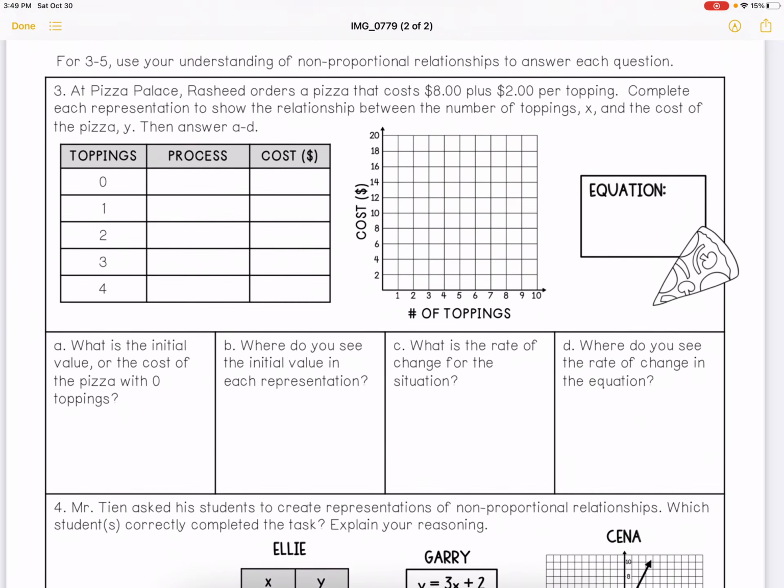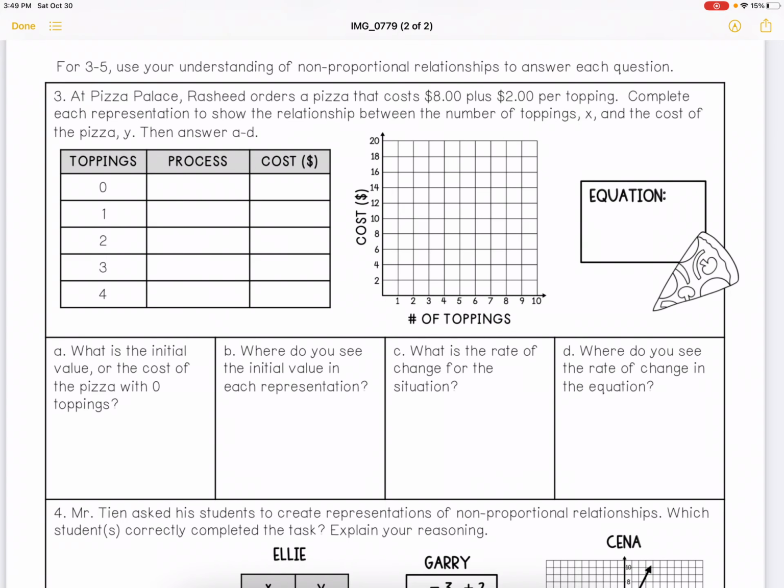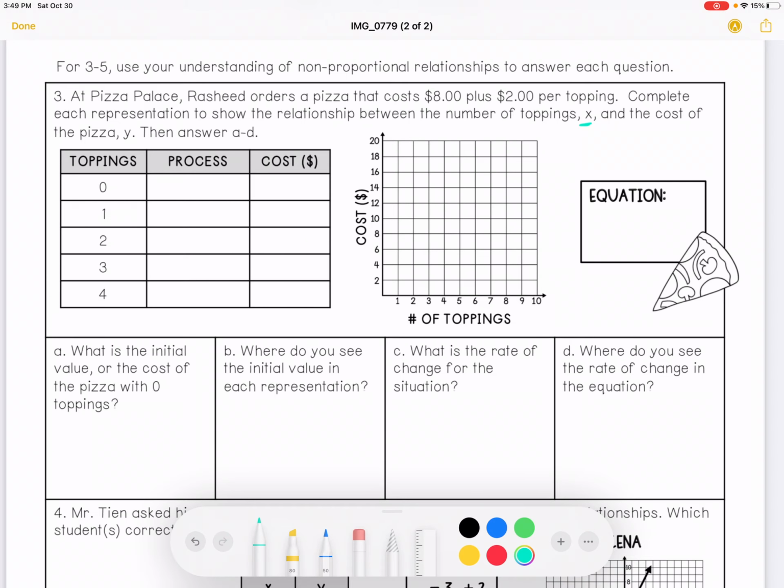Okay, for 3 through 5, use your understanding of non-proportional relationships to answer each question. At Pizza Palace, Rashid orders a pizza that costs $8 plus $2 per topping. Complete the representation to show the relationship between the number of toppings x and the cost of the pizza y. So this is x, this is y.